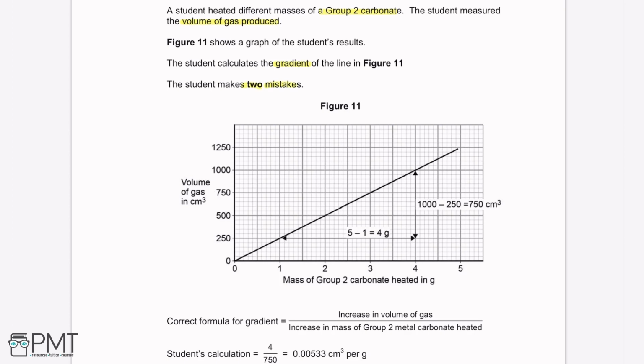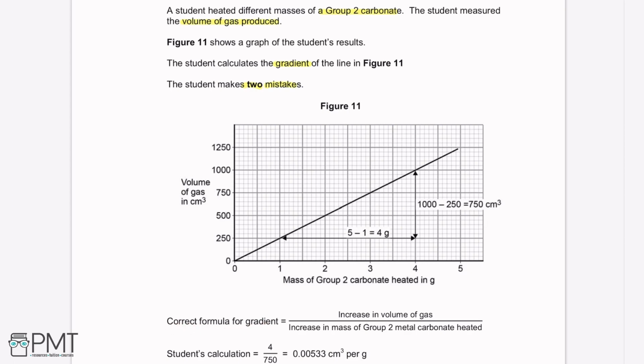So let's have a look at what's happening in figure 11. So we've got the volume of gas in centimetres cubed on the y-axis, and the mass of group 2 carbonate heated in grams on the x-axis. So let's look at what the student's done. So the student's looking at finding the gradient, and it says here that they've used the correct formula.